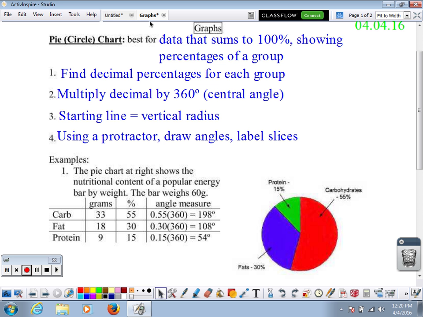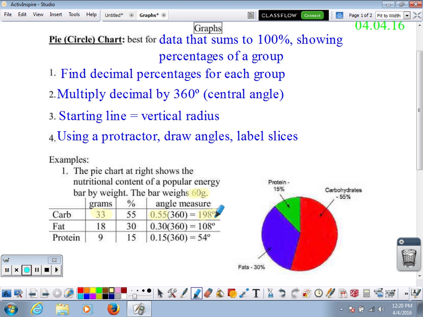So, we have that 33 of those 60 grams are carbohydrates. So what we do is we take that 33 and divide it by the 60 grams in the bar. If we do 33 divided by 60, we should get 0.55. Then they took that 0.55 and multiplied it by 360 degrees. That told them that the angle measure for the carbohydrates should be 198 degrees. We'll measure that angle in a minute.